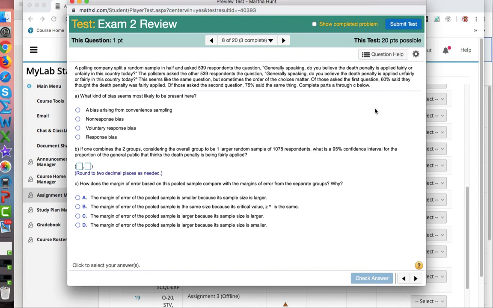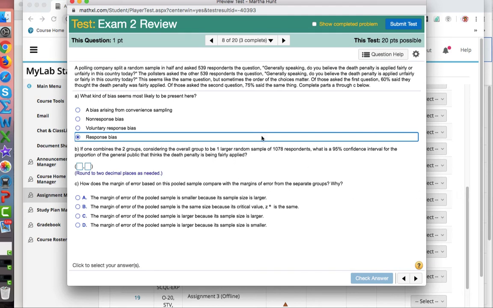So it seems like maybe order matters. Of the first question, 60% said they thought it was applied fairly, whereas 75% of the second sample said that it was applied fairly. What kind of bias is this? We're going to call this a response bias.